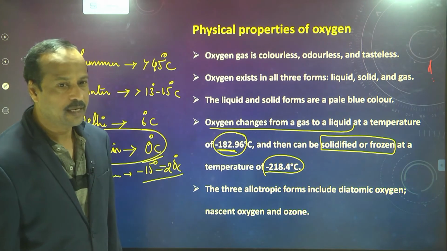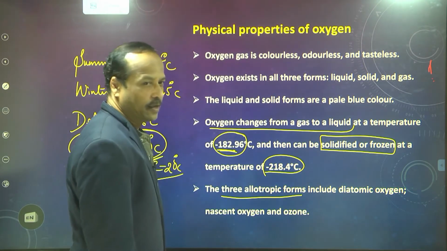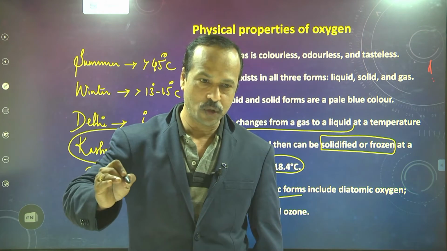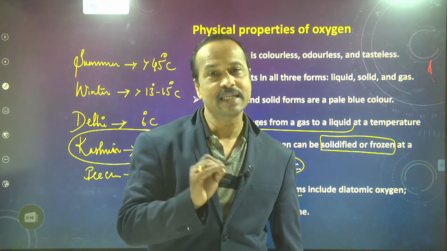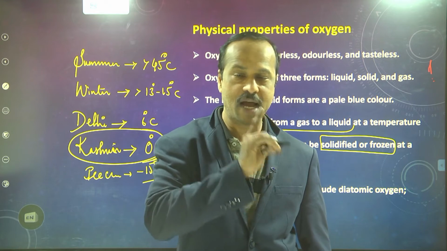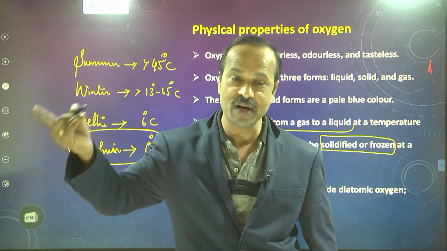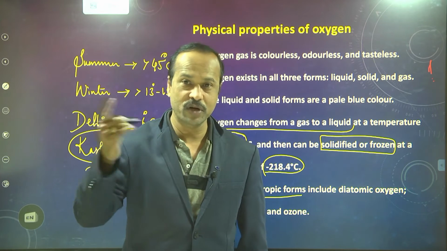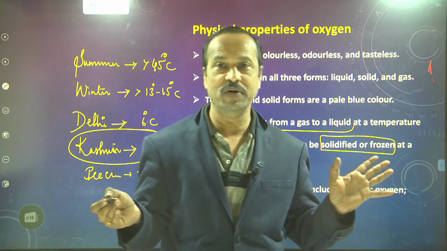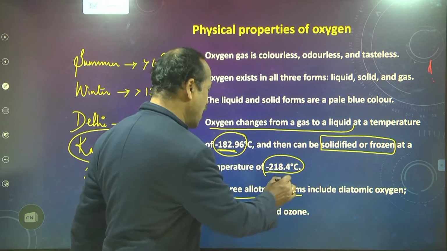Right. Then come to one more topic, allotropic forms. Allotropy is the occurrence of the same element in two or more different physical forms with the same chemical properties. Physically they are different, but the chemical properties remain the same. That property is called allotropy, and those forms are called allotropic forms.